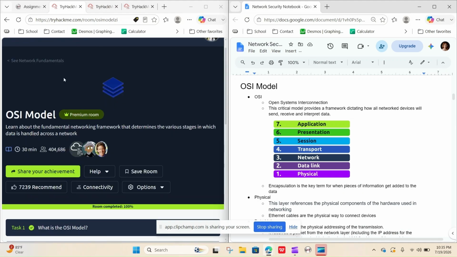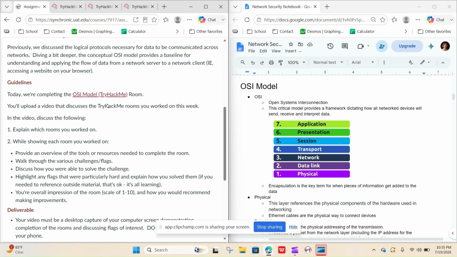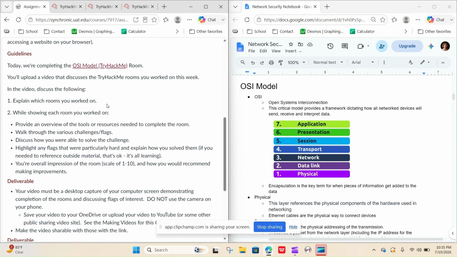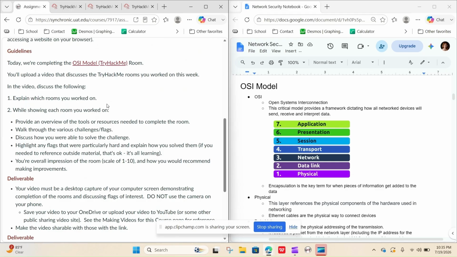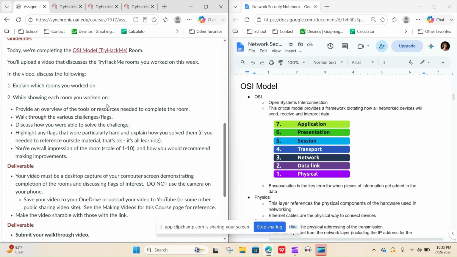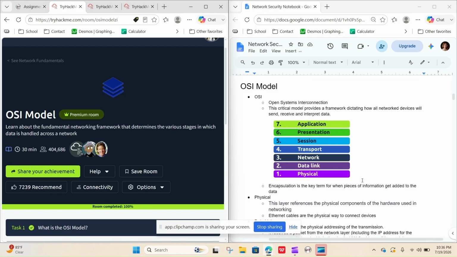With our OSI model assignment for 2.1, we will go over what we did in that, how we were able to solve any challenges, highlight any flags that were hard and explain how to solve them, and my overall impression of the room. I did start a little digital notebook to also help me go over this.